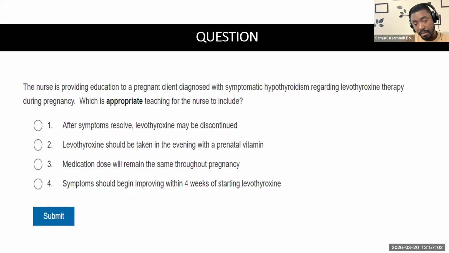In fact, let me give you the clue. This medication is going to be for life. It is like psychiatric medication. When you take psychiatric medications, you don't expect it to work the same day. I rest my case.